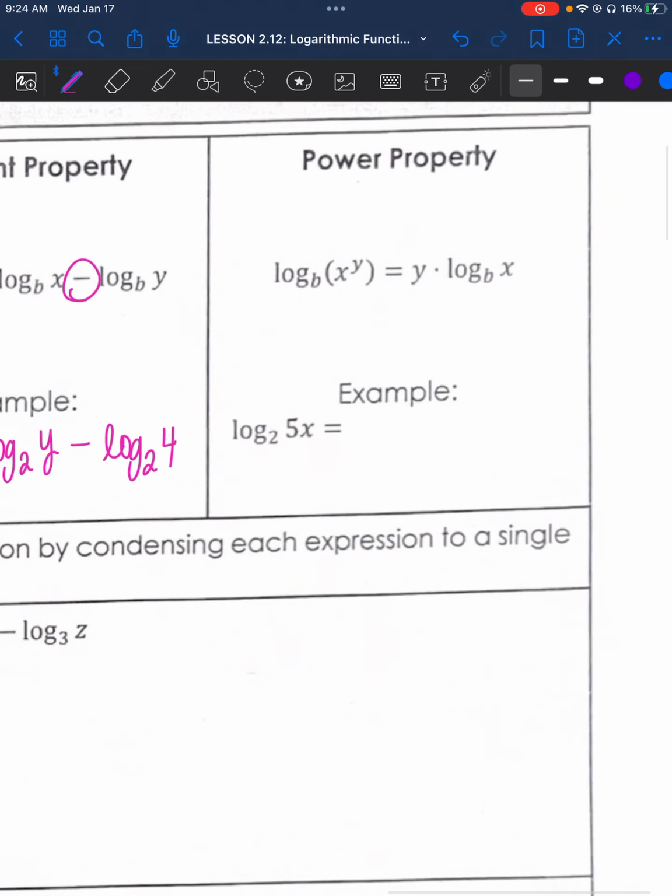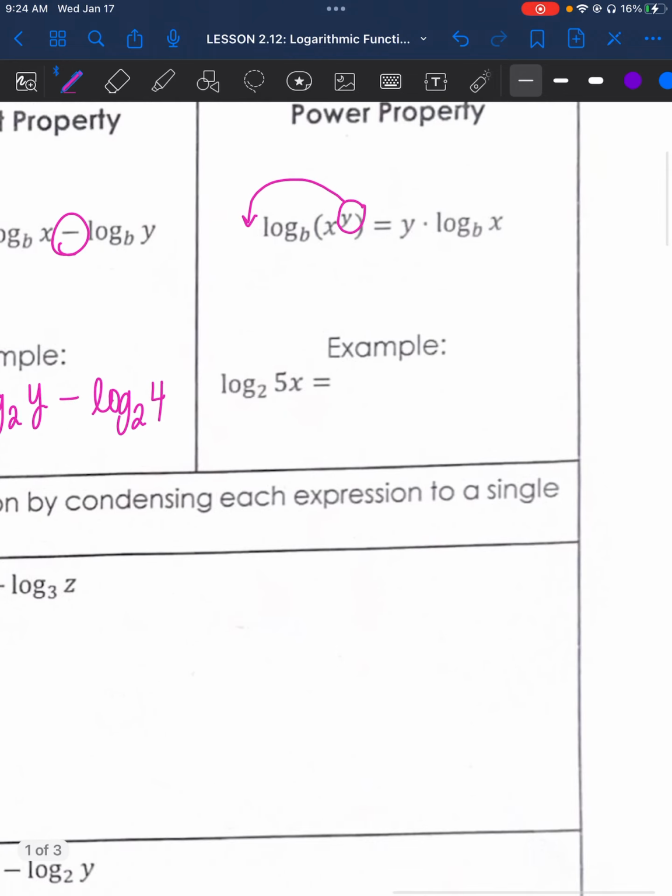And then the power property, if you have an exponent, it's the same thing as coming out front and being multiplied. So this example kind of messed that one up. Let's pretend this is x to the 5th. That would be the same as having 5 log base 2 of x. So the exponent comes out front, and it's technically being multiplied in front.